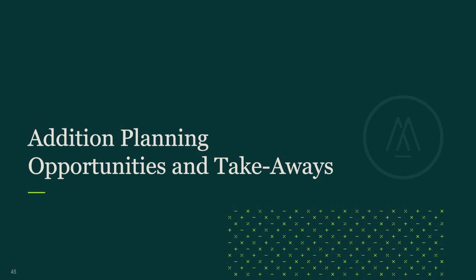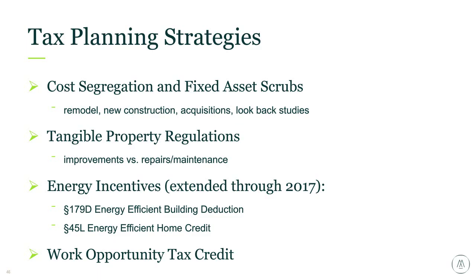Okay, we've got a couple minutes left, and we're going to hit some additional planning strategies for folks to consider. We've talked about some of these items up above, but it's just a reminder, to the extent that you're remodeling a facility, buying a facility, constructing a facility, there's a lot of opportunity with expensing provisions. And leveraging a high-rate environment in 2017 versus a lower-rate environment in 2018, it's a good opportunity.